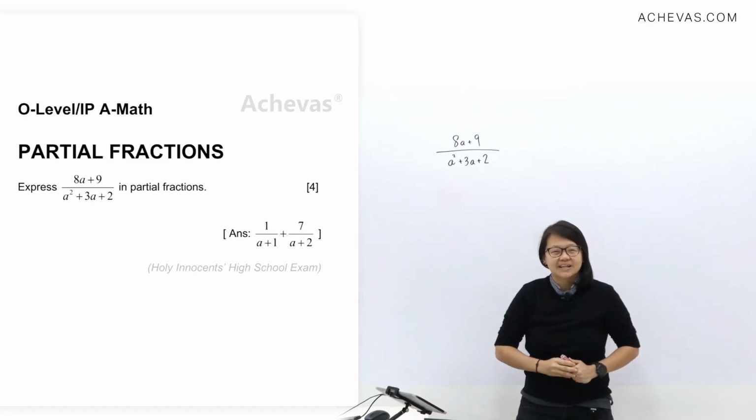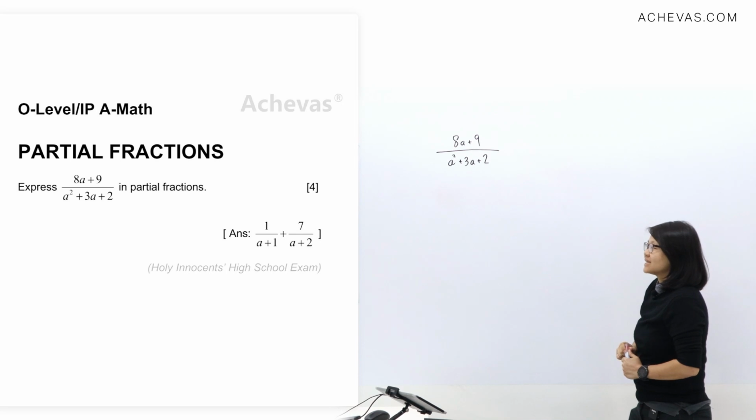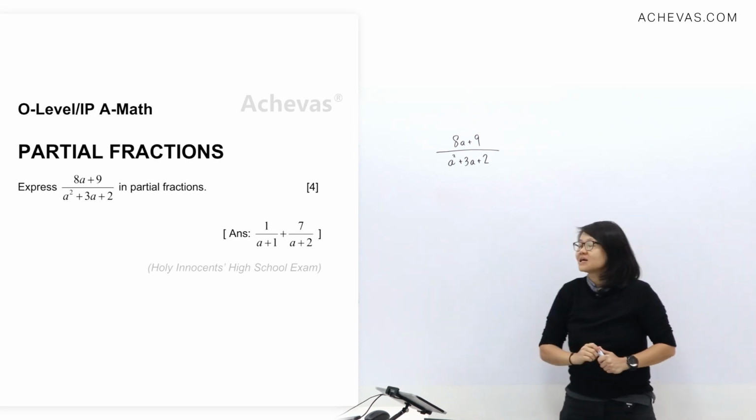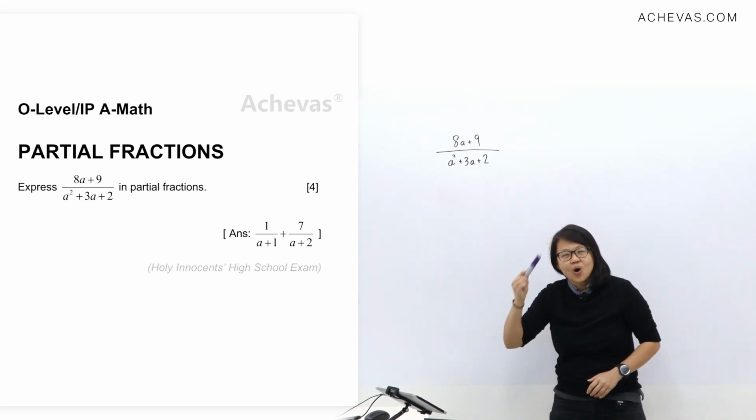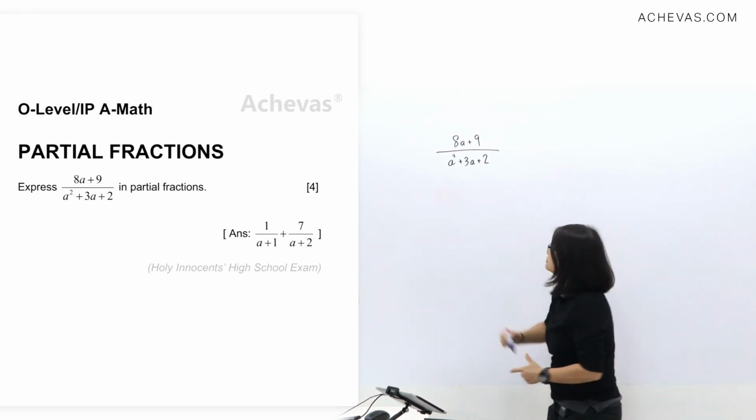Let us take a look at the question on partial fractions. Express (8a + 9) over (a squared + 3a + 2) in partial fractions. Always remember the first step is to check whether you need to do a long division.